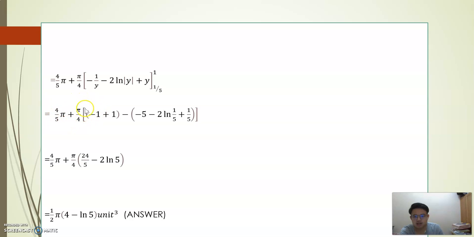So in the bracket, we get minus 1 plus 1, minus bracket minus 5 minus 2 ln 1 over 5 plus 1 over 5. After the calculation, we finally get 4 over 5 pi plus pi over 4 times bracket 24 over 5 minus 2 ln 5. After we open the bracket, we multiply, rearrange and simplify it. Finally, we get 1 over 2 pi times bracket 4 minus ln 5 unit cubed. This is the final answer to the question.